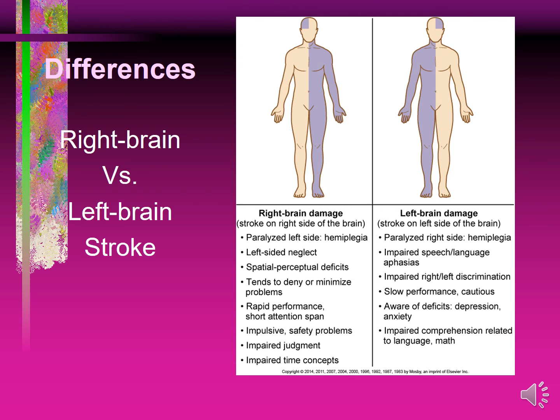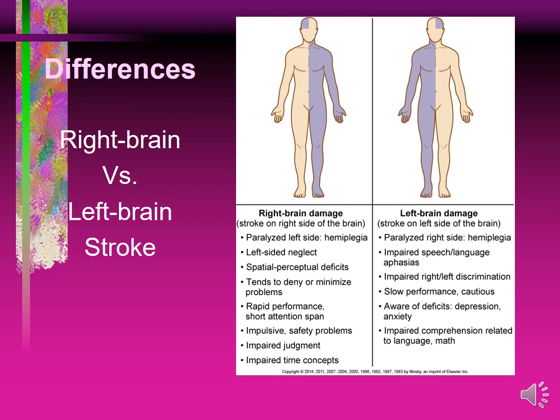Whereas people who have a stroke on the left side of the brain and have left-sided brain damage have the opposite emotional response. They're very aware of their deficits. They become very depressed about it. They become very afraid to try anything. They're very cautious and withdrawn. They just go into their shell and are very, very hard to bring out of it. So it's really two different personalities altogether.